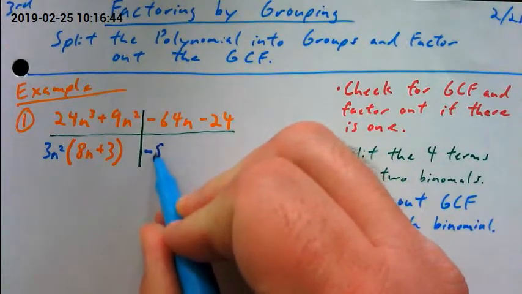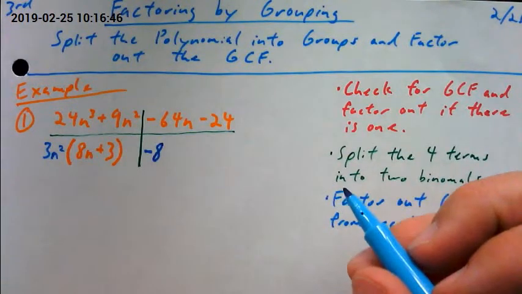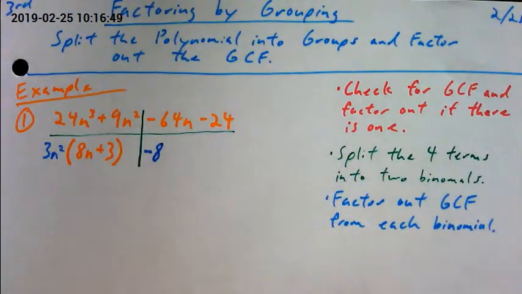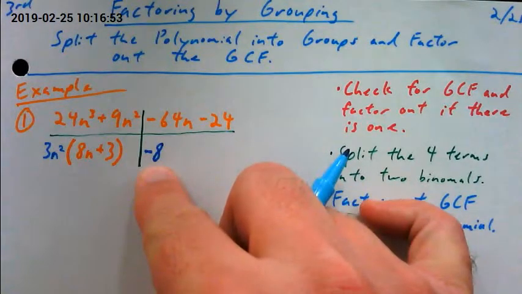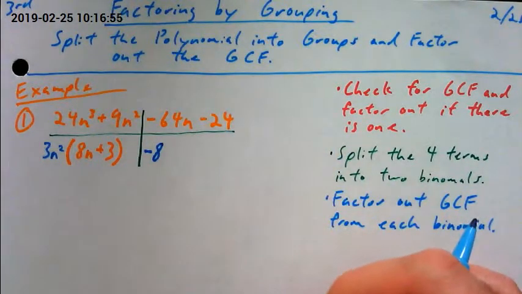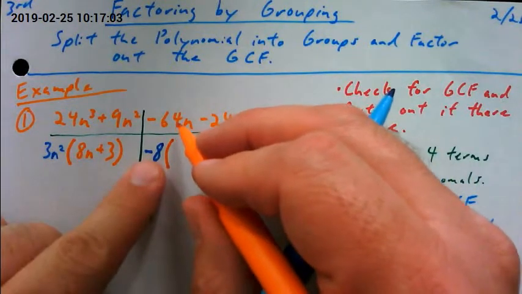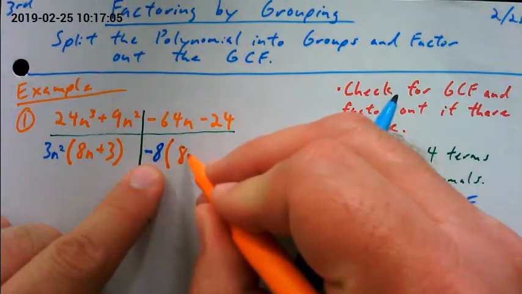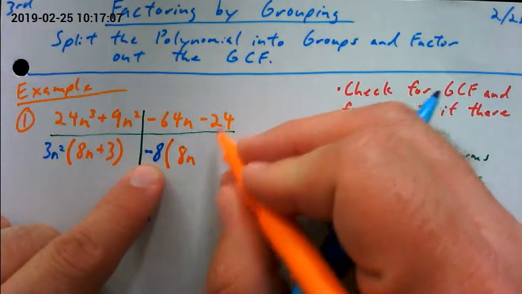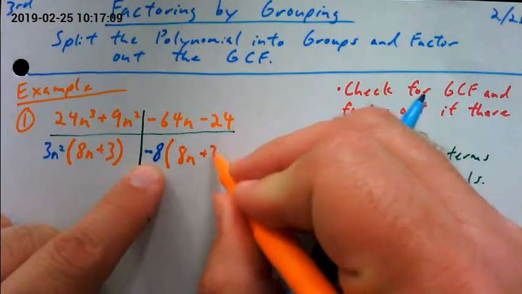So the common factor with 64 and 24 would be, well, 8. 12 doesn't work, 8 does. All right. Now, what's going to happen once you take out this common factor? What's left over when we factor it out? So divide this by negative 8, we get positive 8n. Divide this by negative 8, we get positive 3.